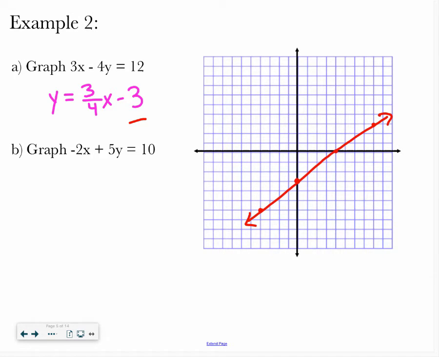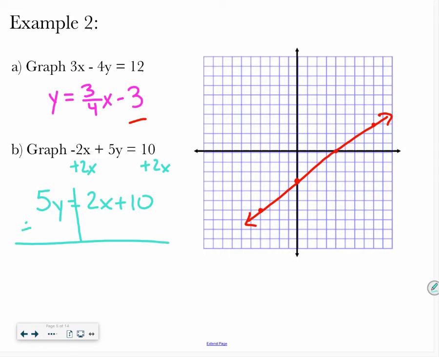Okay, let's practice writing it in slope-intercept form again. So we have negative 2x plus 5y equals 10. If I add 2x to both sides, I have 5y equals 2x plus 10. Again, I'm going to divide by 5.